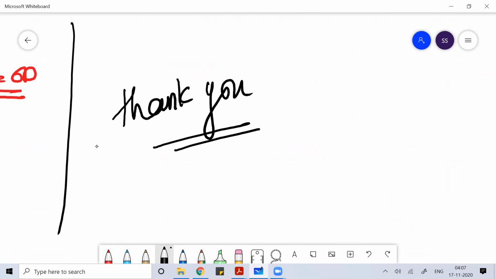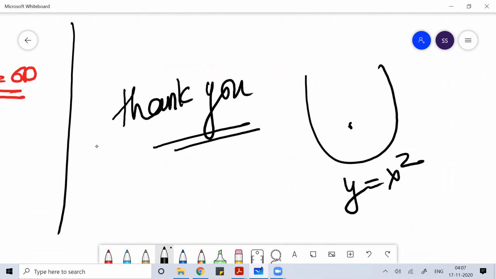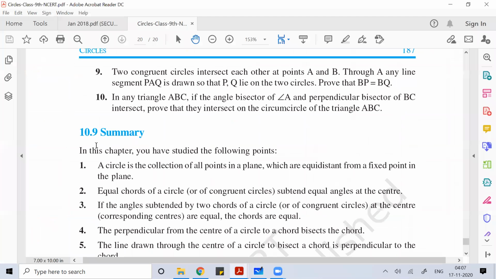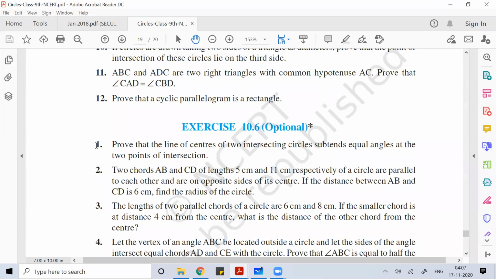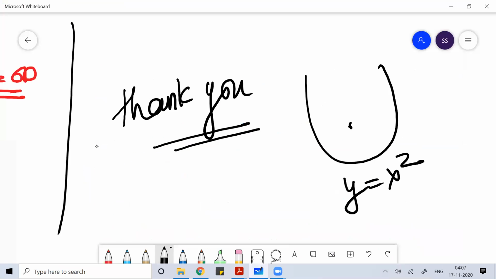So the purpose of having this session is to discuss the exercise problems which are optional in nature. So exercise 10.6, which is optional, you should solve this problem just to do the revision of the concepts you have already studied till now. So it is important that you refer to this material and try to solve the problems. That way it would help you in the main exam preparation time.